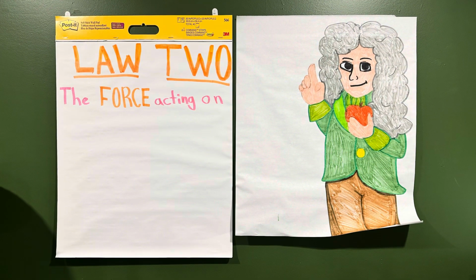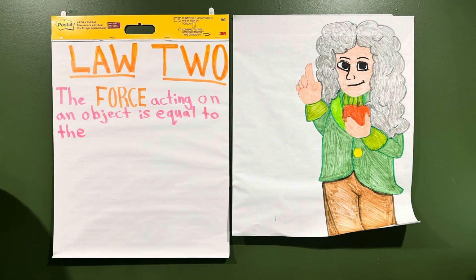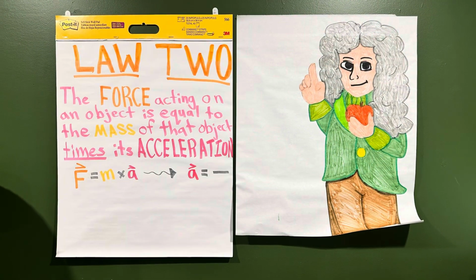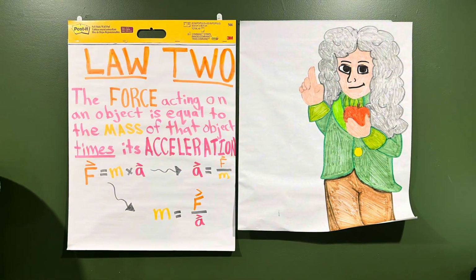Newton's second law states that the force acting on an object is equal to the mass of that object times its acceleration. This can be written as this equation or rearranged into other equations like this.